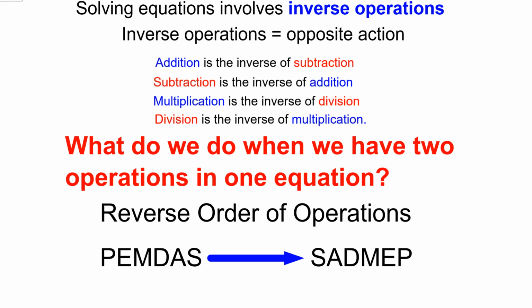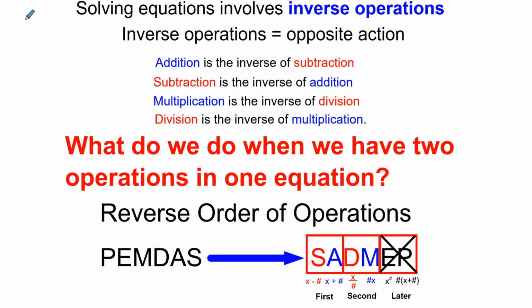In reverse order of operations, we're going to focus on subtracting or adding first. So if I have x minus a number or x plus a number, that's going to be the first operation that I apply the inverse. Next, we're going to look at anything that's being divided or multiplied. So if I have a number in the denominator dividing, or if I have a number touching the variable multiplying, that's going to be the second operation that I handle. We will talk about exponents and parentheses later on, but just so you know, they are still a part of the process of reverse order of operations.